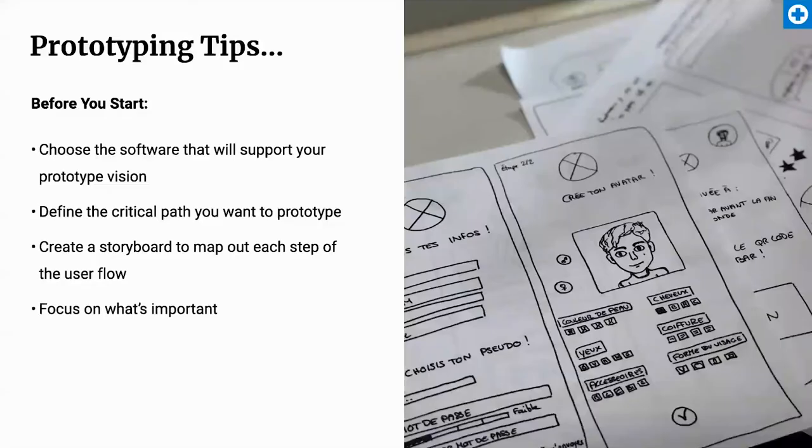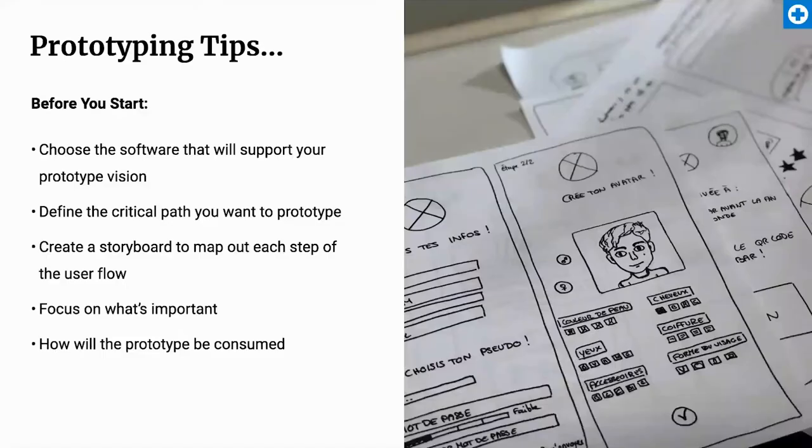Remember that the key is to focus on what's important. We use the 80-20 rule. What does 80% of the user do? Leave edge cases out. Similar to the first bullet point, ask yourself, how will the prototype be consumed? If there's a scenario where it needs to speak for itself, that's where a narrated video of the prototype comes in handy.